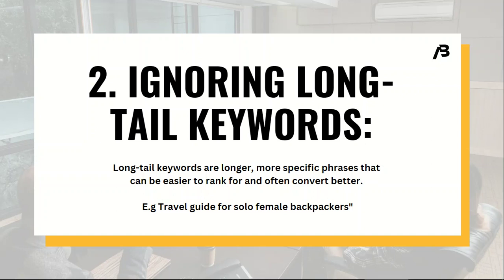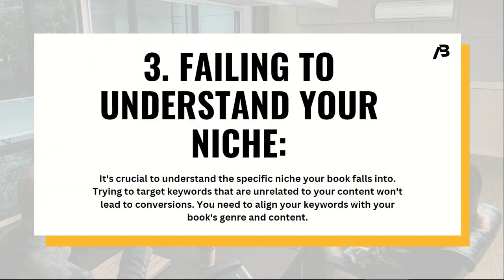Now, the third error people make when doing keyword research is failing to understand your niche. It's crucial to understand the specific niche that your books fall into, and then try to target keywords that are related to that niche, because this is a more likely way of getting conversions. You need to align your keywords with your book genre or your content.